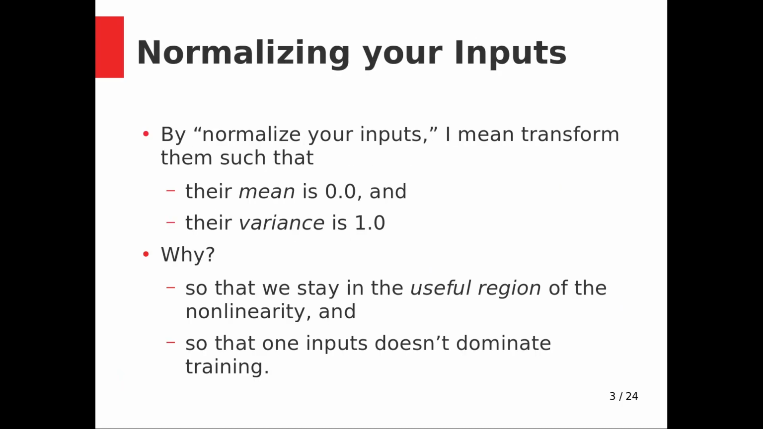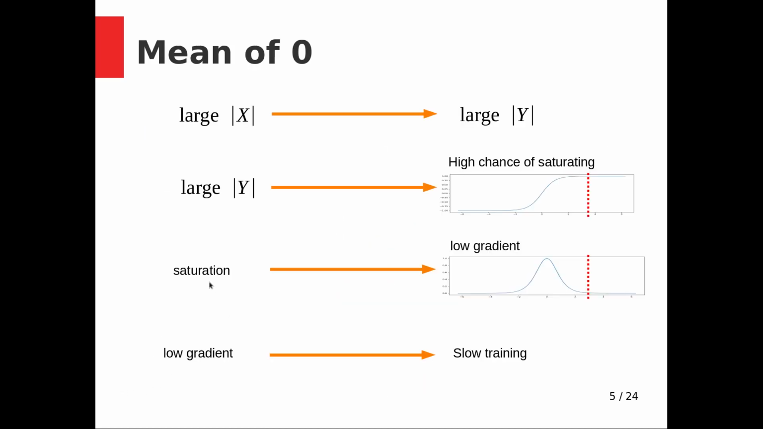What do I mean by normalize our inputs? I mean transform them so that their mean or average is 0, right? So if we have an input x, we transform every x in it so that the average across x is 0. And then we transform them so that their variance is 1, which we'll talk about in a minute. Why do we do that? So that we stay in the useful region of the nonlinearity, and so that one input doesn't dominate training. Okay?